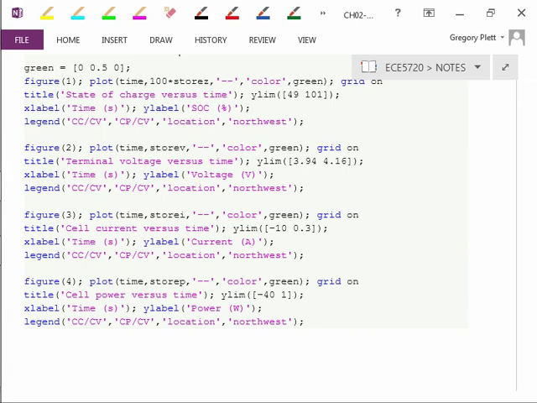One more topic in this set of notes has to do with being able to simulate battery packs. So not a single cell only, but now multiple cells wired in parallel and in series, and there's some things that we can learn from that. So let's look at that, and then we'll move on to other topics.